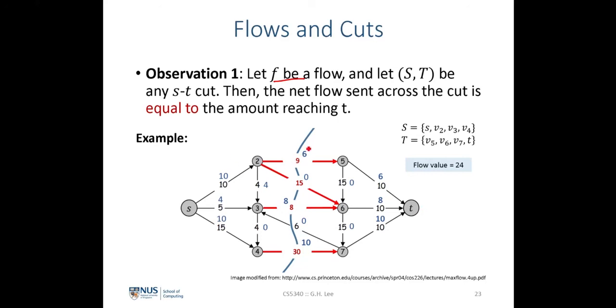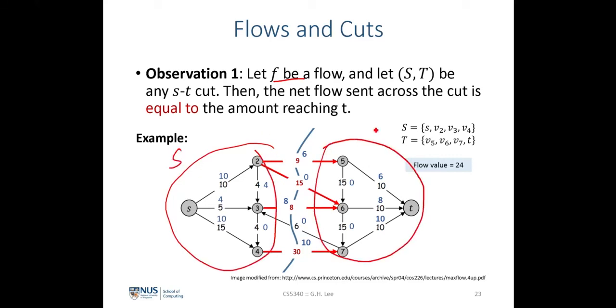And given any particular cut over here, for example, this particular cut represented by this blue line over here, I would be able to partition the graph into two sets of nodes denoted by S and T over here. And this would be my ST cut, denoted by this blue curve over here. What this means is that the total net flow that is sent across the cut must be equal to the amount of the flow that is reaching T over here.